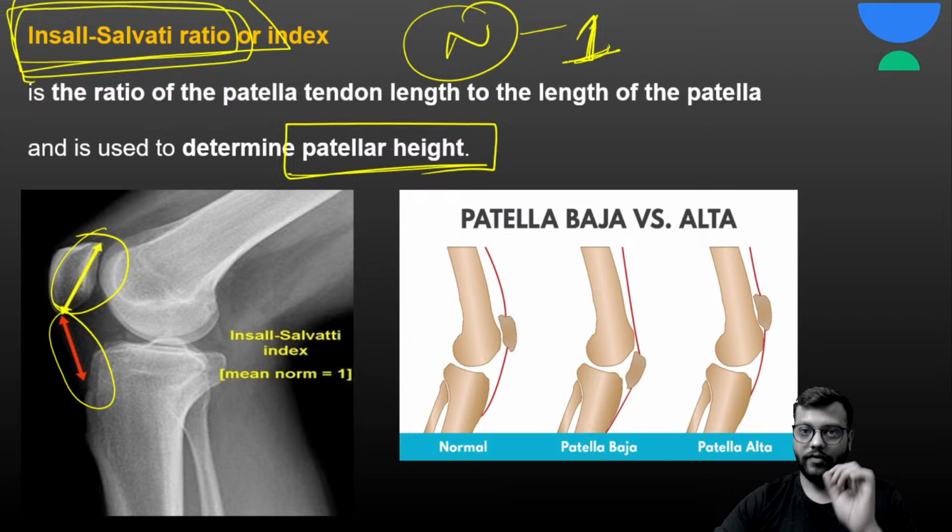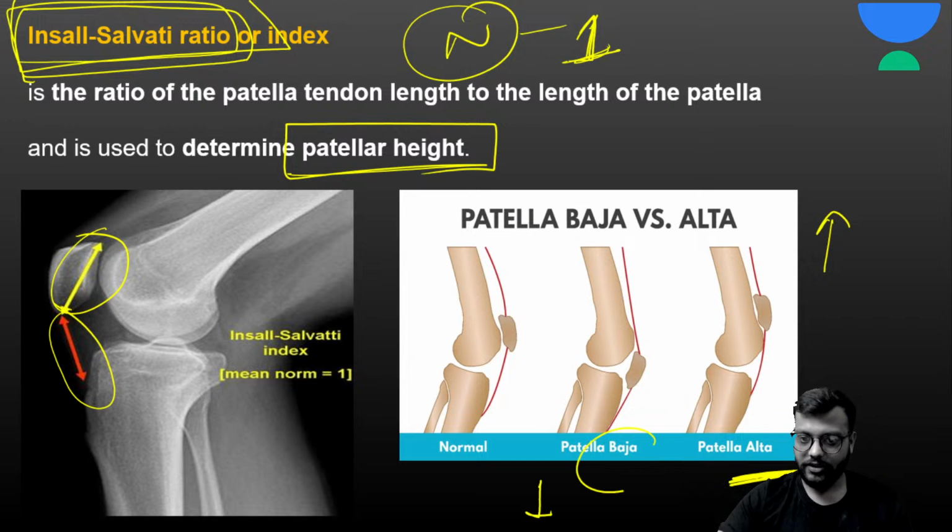If the Insall-Salvati ratio is more than 1, it means the patella is high seated or displaced away from the tibia towards the femur, and this is called the patella alta. And if it is towards the tibia, then the Insall-Salvati ratio is less and it is called the patella baja. Okay, it is called the patella baja.